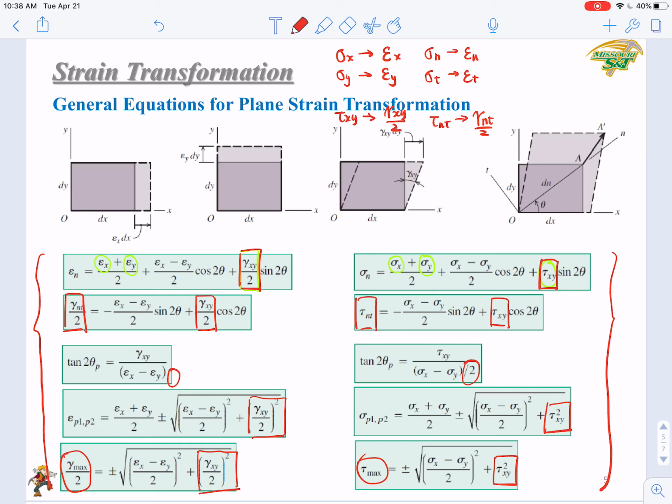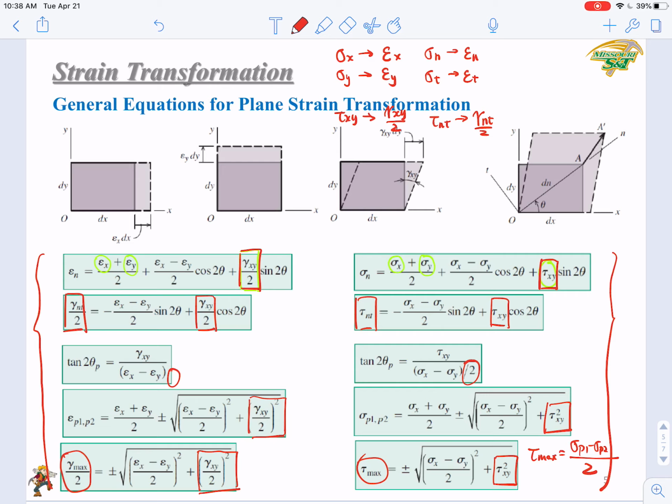This is based on the Mohr circle. You have tau max equals theta p1 minus theta p2, that is the diameter of the Mohr circle, right? So it's over 2. Now how about on the strain part?